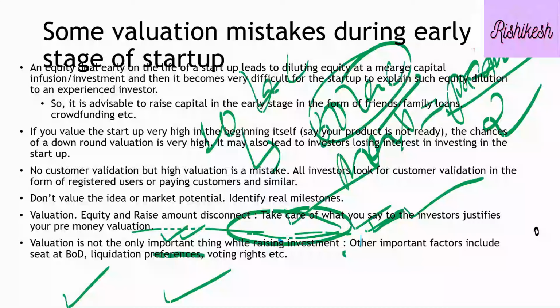The voting right, just to give you an idea, we'll again be covering this aspect as well. Generally, for one share somebody gets one voting right, but for one share you get two voting rights, right? So that is where you have higher voting rights as compared to normal shareholders. So valuation is just one thing. The other factors include a seat on the board of directors, liquidation preferences, voting rights, and other factors as well, which we will see in the videos to come.